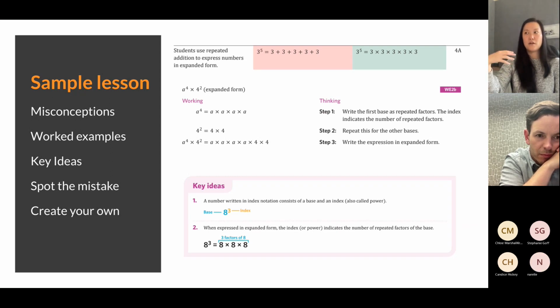So if you know that, okay, oftentimes students use repeated addition instead of multiplication, that's something that you'll be able to target when you first start. But like anything, I always say, just try it. You never know until you try. And that's the great thing about being a teacher.